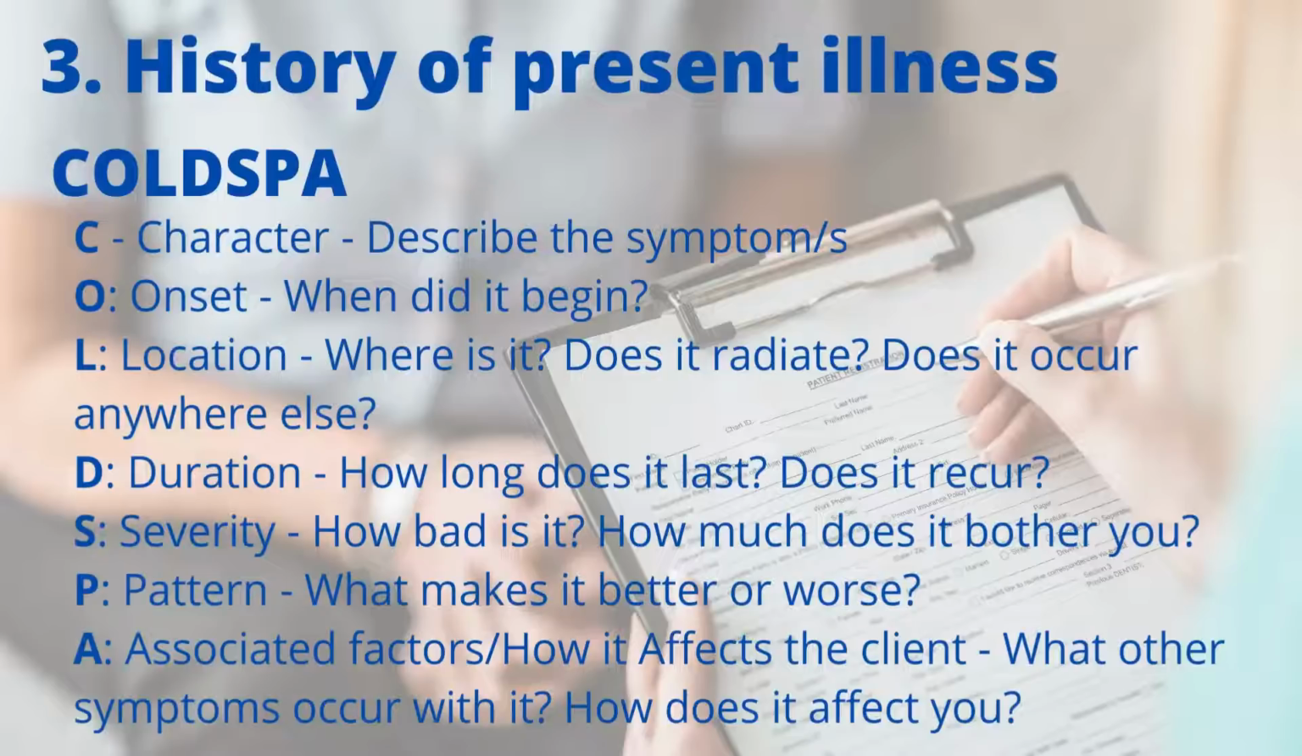And then we have the associated factors. How does it affect the client? For example, if it's pain, is the client unable to go to work because of the pain, or are the activities of daily living of the client affected? So we also ask that. So when we check for the history of present illness, we need to ensure that we ask all of these questions to him or her.